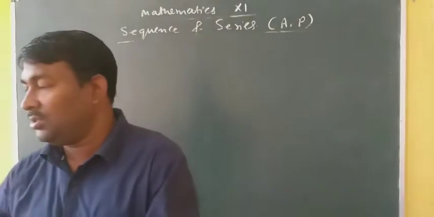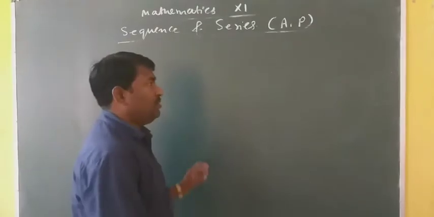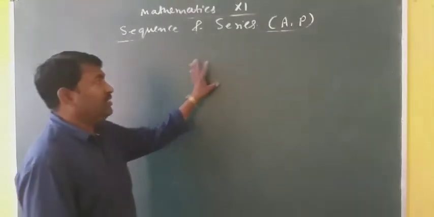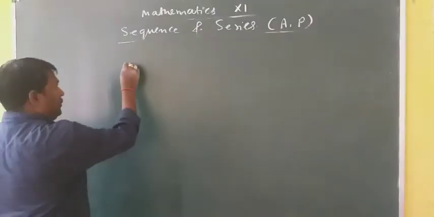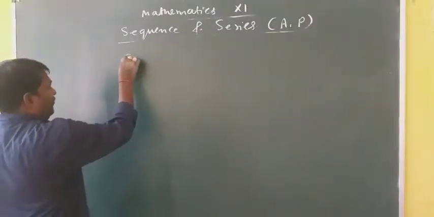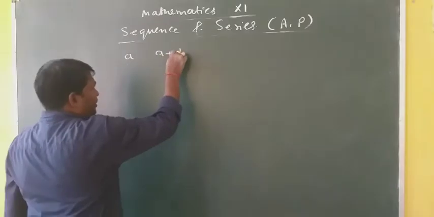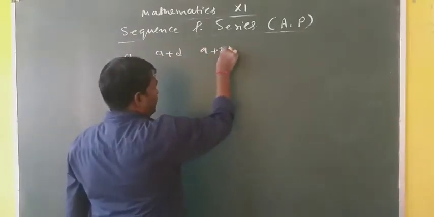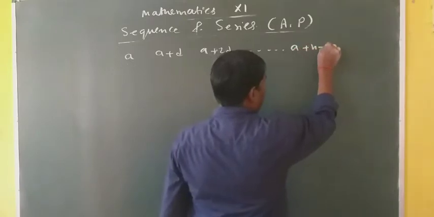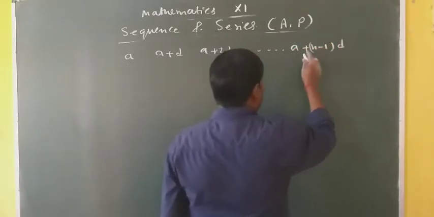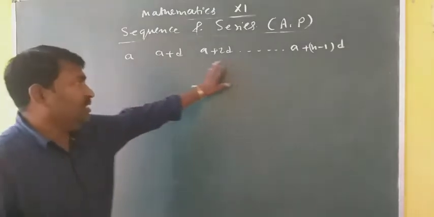Today I am going to explain to you the summation of an arithmetic progression. Okay. So see, if a, a plus d, a plus 2d, and so on. Here the last term is a plus (n minus 1) into d. Okay. This is an AP.